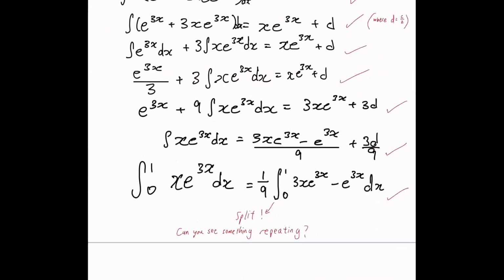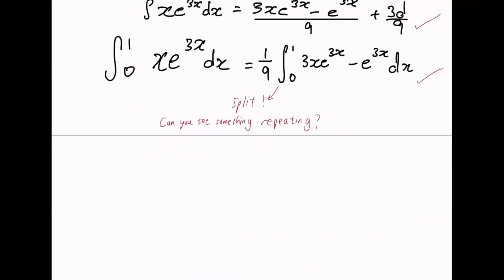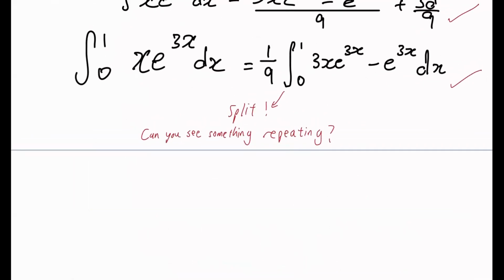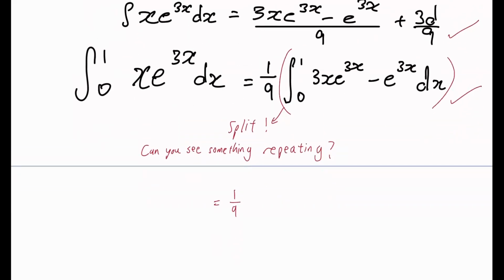Okay, question 11 was very well done until this last step. How to continue? We want to solve for the integral of x e power 3x from 0 to 1. Can you see something repeating? Let's split it. 1 over 9, there's an invisible pair of brackets, so you have to distribute the 1 over 9. Split it and remember to distribute the 1 over 9. We end up with the integral of 3x e power 3x dx. Don't forget the dx. Minus 1 over 9 times the integral of e power 3x dx, from 0 to 1. Sorry, forgot to put that.